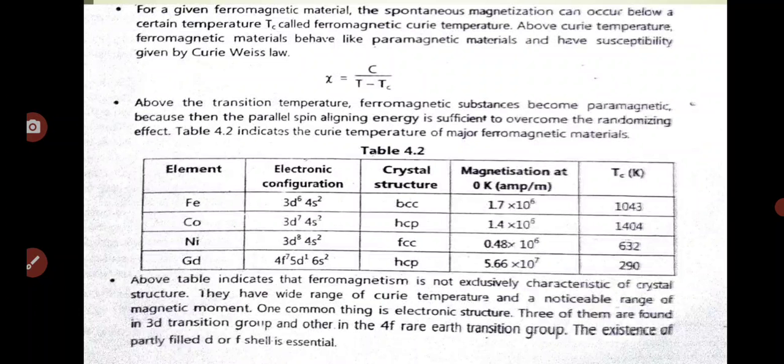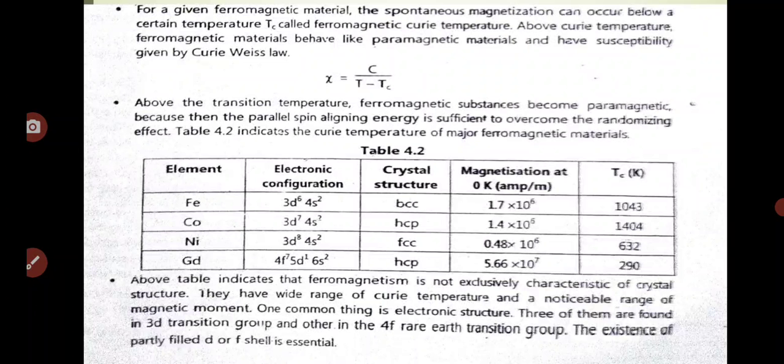So below the Curie temperature, the material is known as a ferromagnetic material, and above this Curie temperature, the material acts like a paramagnetic material and has susceptibility which is given by the Curie-Weiss law. This is a very important law, which is also seen in statistical mechanics, where this law is studied in great detail. The law is chi equals C divided by T minus Tc.